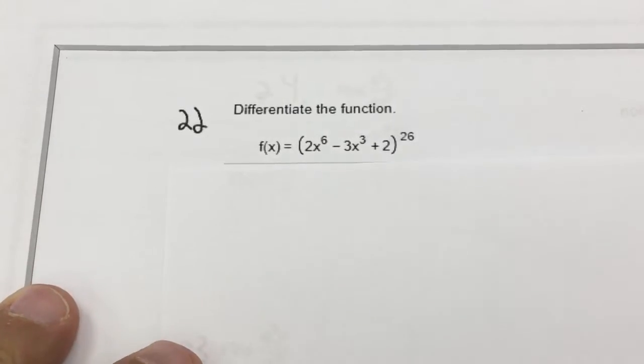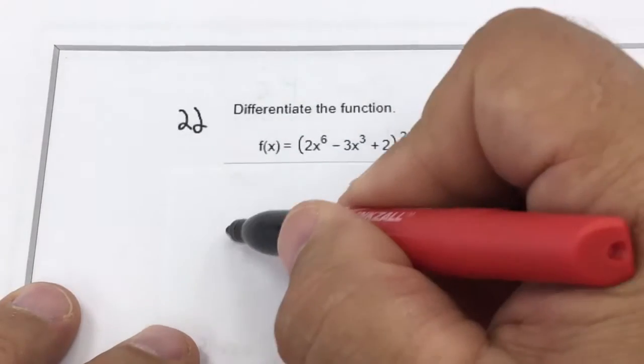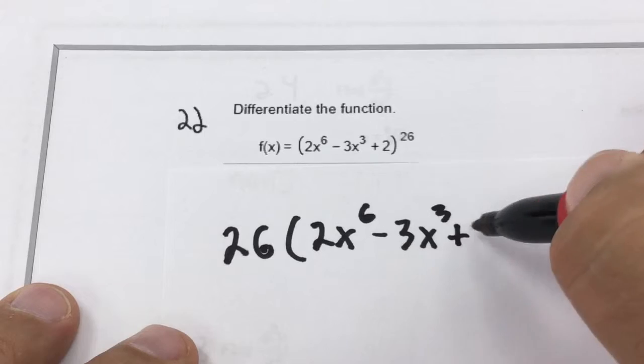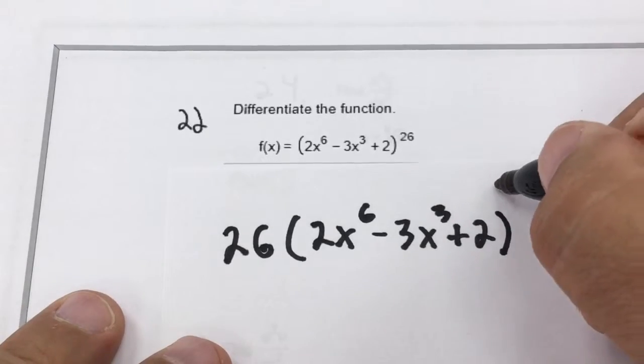22 is another chain rule. So I'm going to do the 26 times the front, which is just a 1. So 26 times, you leave this the same. Just copy that interior down, 2x to the 6th minus 3x cubed plus 2. Don't forget to subtract 1 from 26. So that's to the 25th.